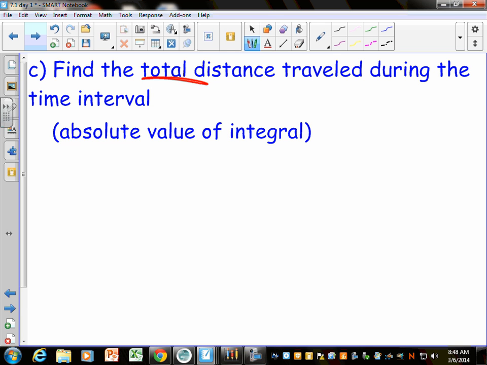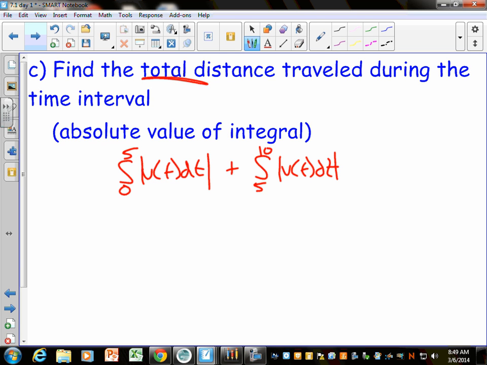Where did the velocity equal 0? At 5 seconds, which means we could break this up as the integral from 0 to 5 seconds of the absolute value of the velocity function, plus the integral from 5 to 10 seconds of the velocity function. If I just want to know the total distance traveled from 0 to 10 seconds, does where it started have anything to do with it? Does the 3 that we used in the last problem have anything to do with this problem? No. I don't care where it started. I just want to know how far it moved in those 10 seconds.